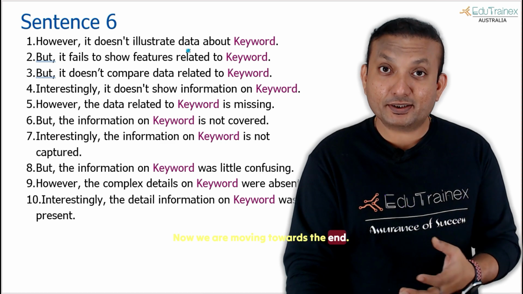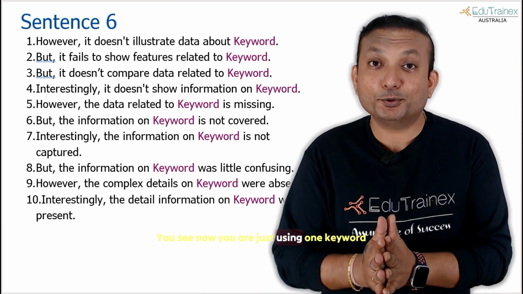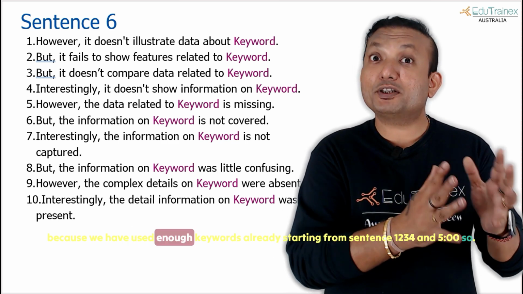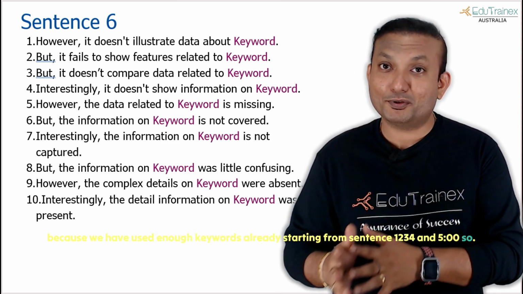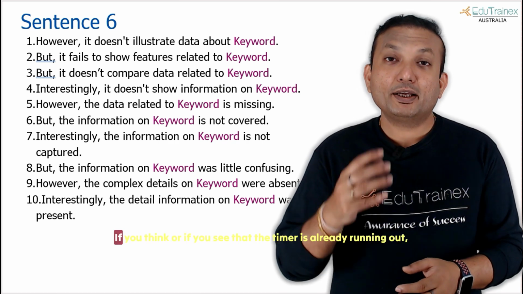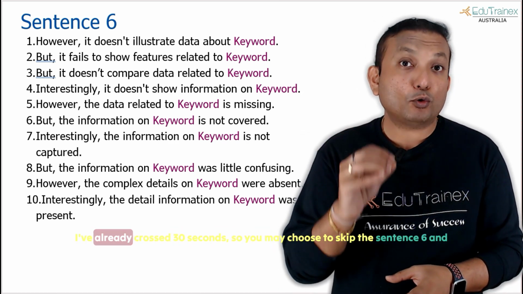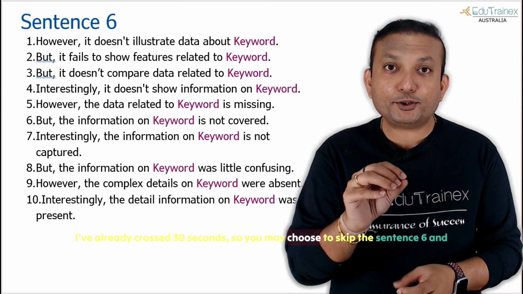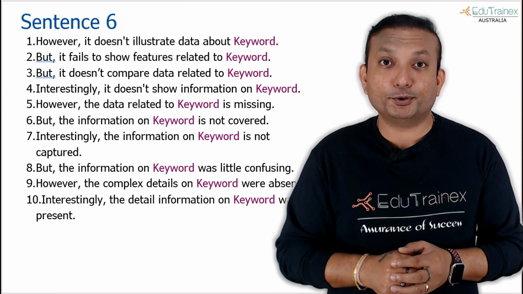So we are up to sentence 5 now. Now we are moving towards the end. So I have made it a little simpler here. You see, now you are just using one keyword because we have used enough keywords already, starting from sentence 1, 2, 3, 4, and 5. So if you see that the timer is already running out, I have already crossed 30 seconds, you may choose to skip sentence 6 and directly jump to the conclusion.